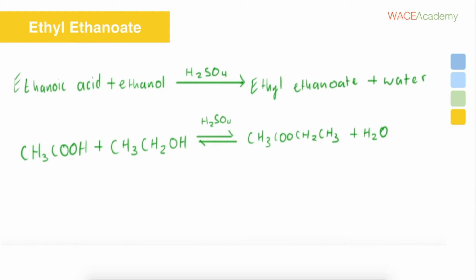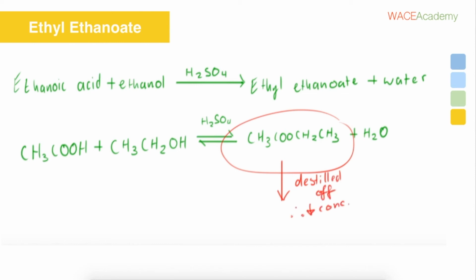However, this reaction is slow and reversible, which means that some of the product can be converted back into its reagents. To reduce the chances of this reverse reaction occurring, the ester is distilled off as soon as it is formed, which lowers its concentration in the reaction vessel, and thus pushes the equilibrium of the reaction forward, causing it to produce more ethyl ethanoate. The concentrated sulfuric acid removes water from the products, which catalyzes the reaction.